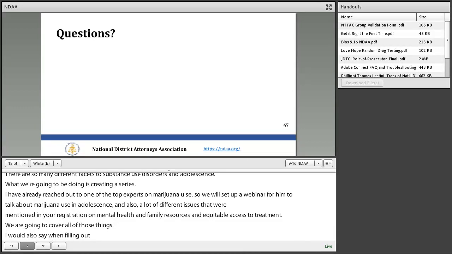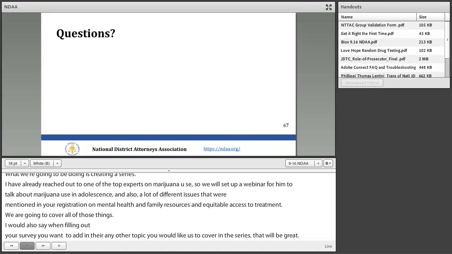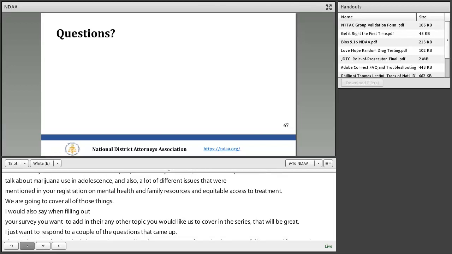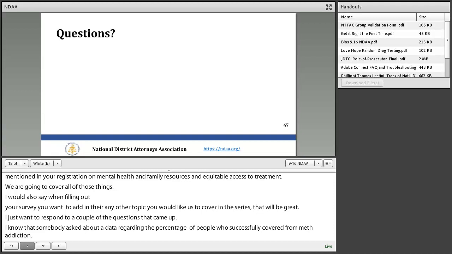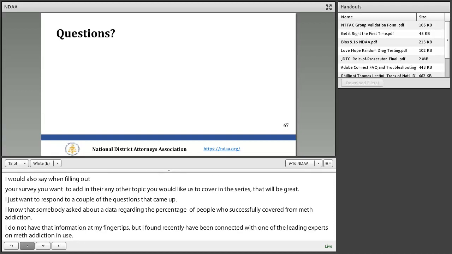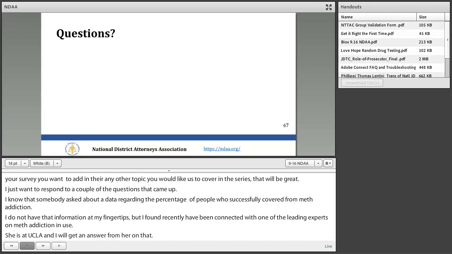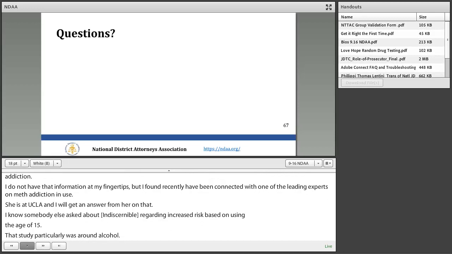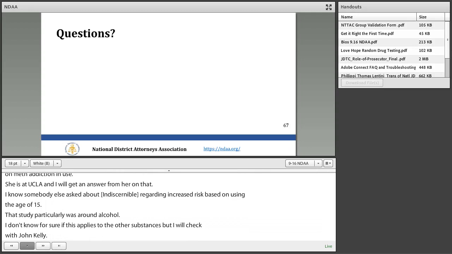And so I just want to respond to a couple of the questions that came up. I know that somebody asked about data regarding the percentage of people who successfully recover from meth addiction. And I do not have that information at my fingertips, but I recently have been connected with one of the leading experts on meth addiction and use, and so she's at UCLA, and I will get an answer from her on that. I know somebody else asked about the stat regarding increased risk based on using before the age of 15, and that study particularly was around alcohol. So I don't know for sure if it applies to the other substances, but I will check with John Kelly. I imagine based on the whole developing brain aspect it would, but again, we'll talk about that, and I'll get the answer to that in one of the upcoming questions and series.